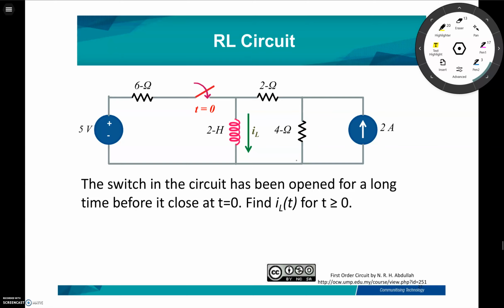So when t is less than 0, the switch is open, and then the inductor will be short circuit. And then there will be another step, which is t more than 0. You need to find the tau. In this condition, the switch is closed. And for step number 3, which is when t is infinity, the switch is closed for a long time, and then the inductor is short circuit.